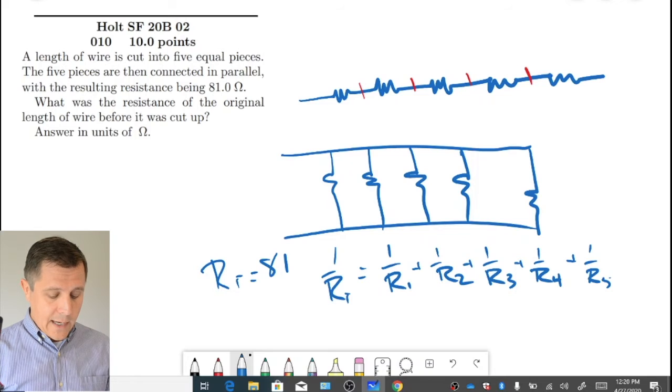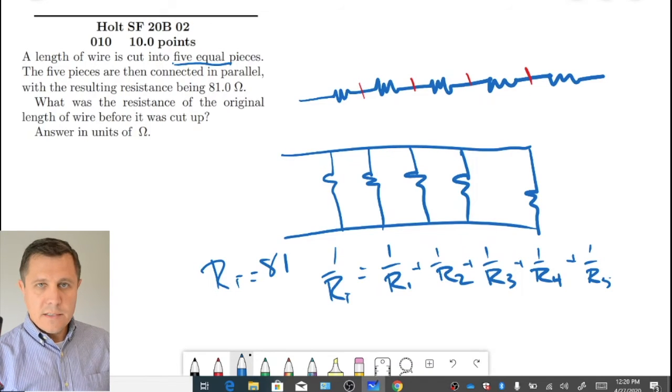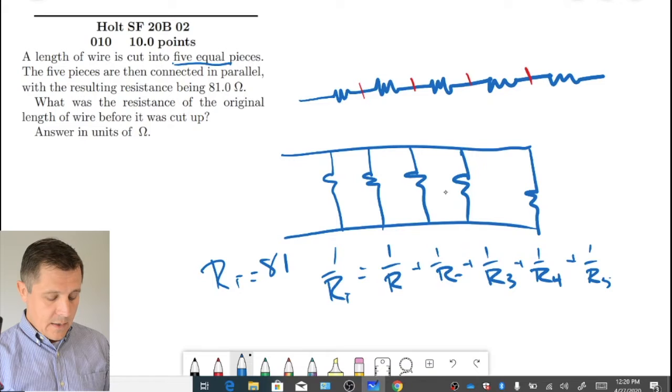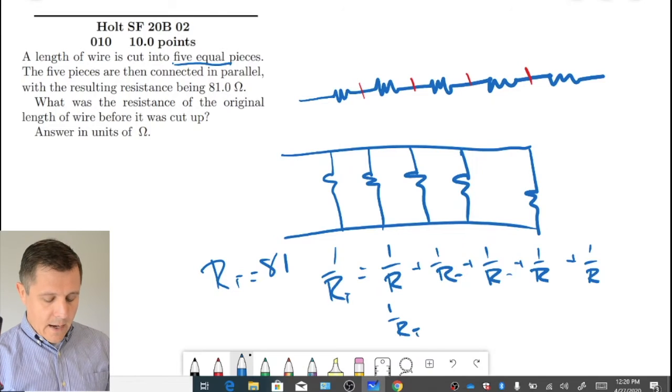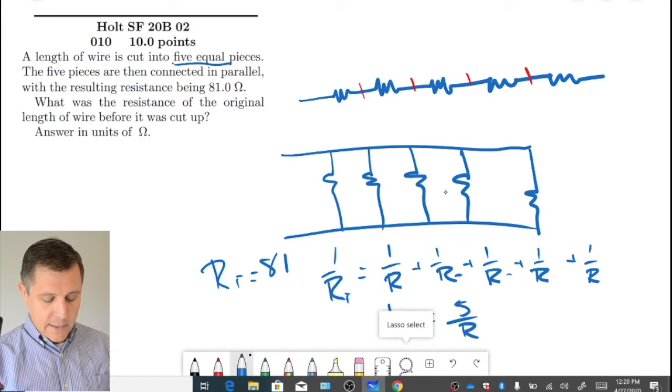So see how it's 5 equal pieces? I don't have to say R1, R2, R3. We'll just say they're all the same R because they're the same value. They said they're equal. So I'm just going to erase all the numbers and say they're all the same R. Now, that means we can add those all up, the same denominator, and we have 5 over R. And if the equivalent resistance was 81, I'm going to replace it there. So I have 1 over 81 is equal to 5 over R.